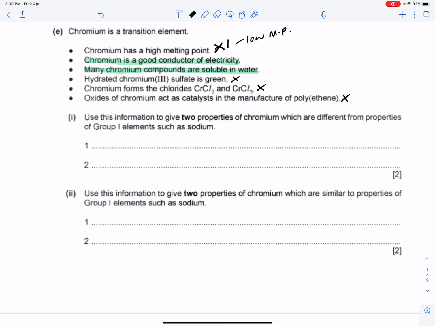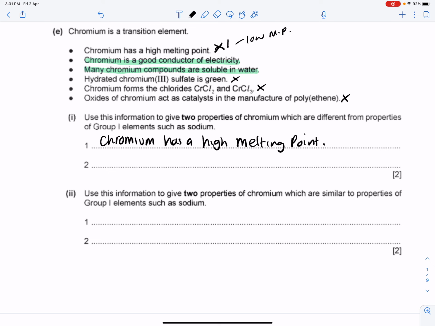Use the information to give 2 properties of chromium which are different. So we can choose any one of the 4 that we've highlighted. Let's just go from the top. Chromium has a high melting point. Please don't write MP in the exam. Don't be lazy. You must write melting point. I can be lazy because I've already got my IGCSE.